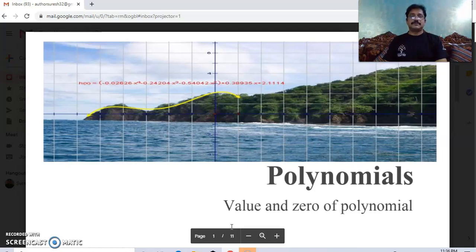Already we learned about the polynomials. What is a polynomial? What are the different kinds of polynomials, with respect to degree and with respect to number of terms? Now we are coming to the next concept. What is value and zero of a polynomial? This is very, very important. In this session, we are going to learn about this area.